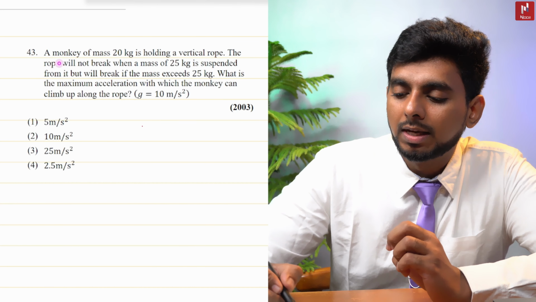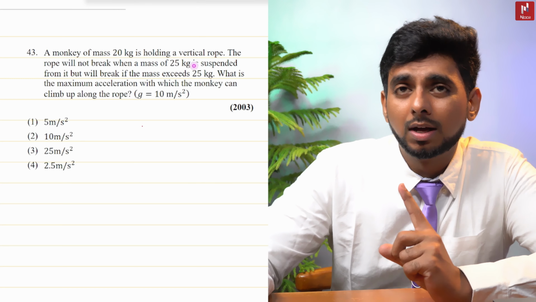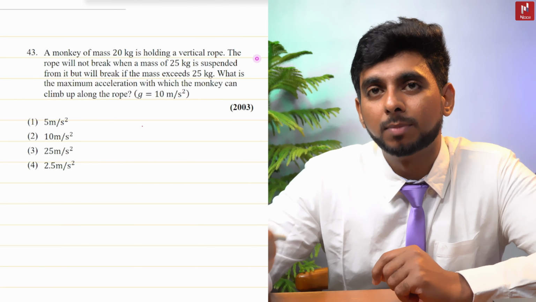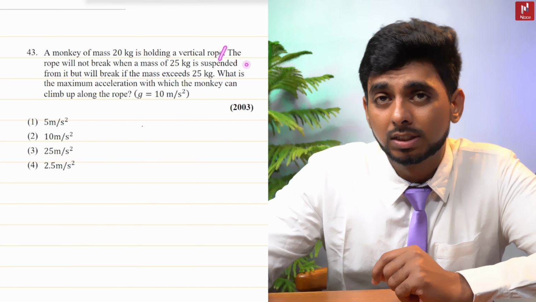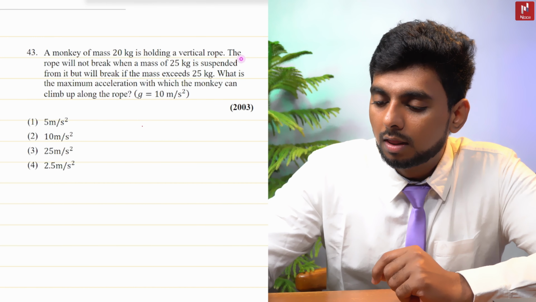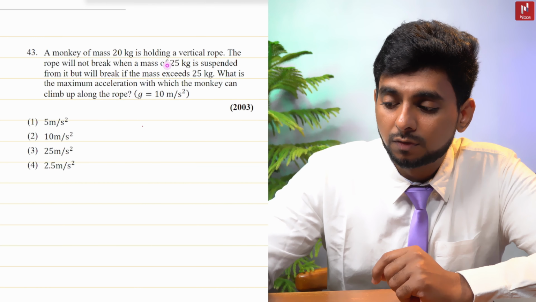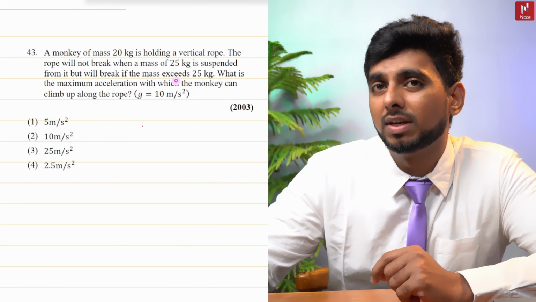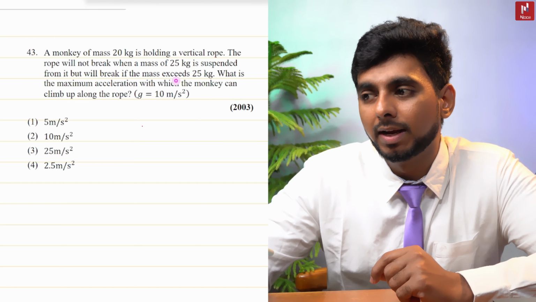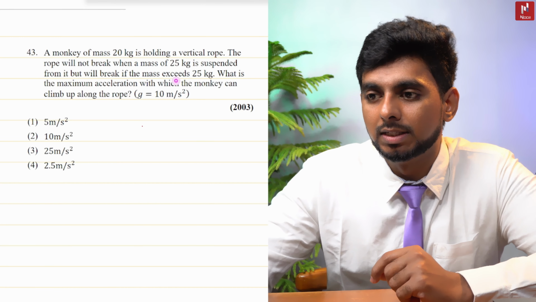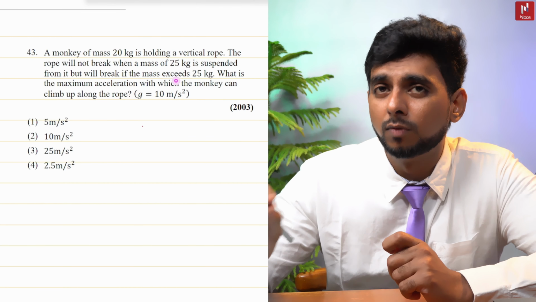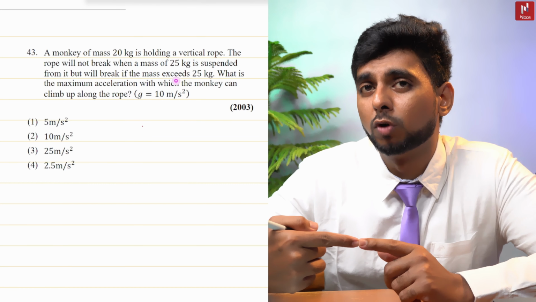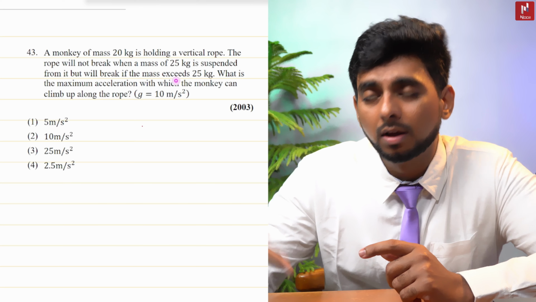You have got a monkey of mass 20 kg which is holding a vertical rope, fine? So you have a monkey that is holding a rope and the mass of the monkey is 20 kg. First statement is done. Then you have the rope will not break when a mass of 25 kg is suspended from it, but will break if the mass exceeds 25 kg, which means the rope will not break if the mass was equal to 25 kg. Up to that limit, the rope will be stable. If it exceeds 25 kg, then obviously it is going to break.